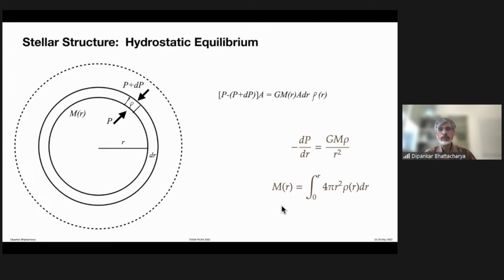Mind you, this is not yet enough to solve for the structure. To solve this differential equation, we need to know one more thing, and that is the relation between pressure and density. And that will come from what kind of source of pressure is involved. If the pressure is thermal pressure, then P is rho kT over m. But then we also need to know how the temperature changes as a function of radius. We'll come to that in a short while.